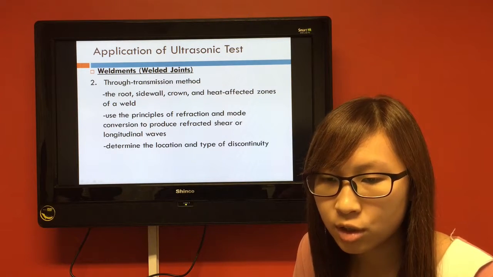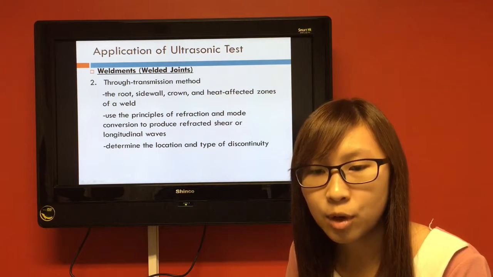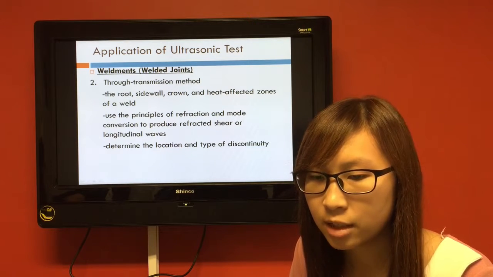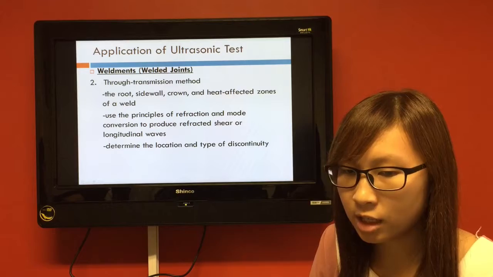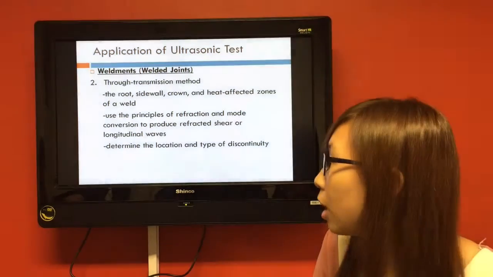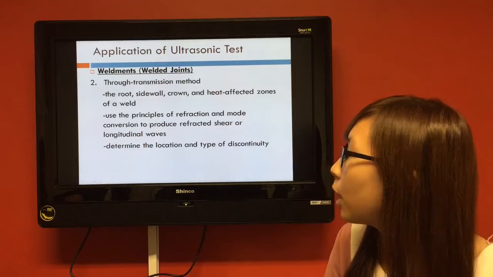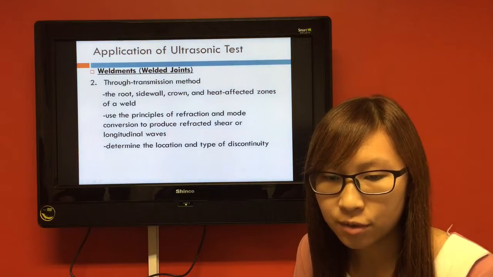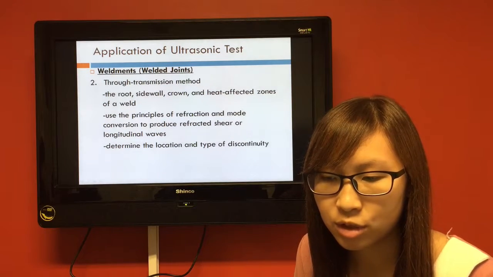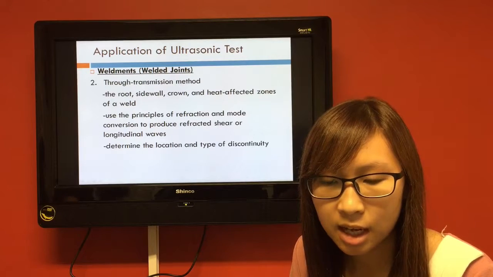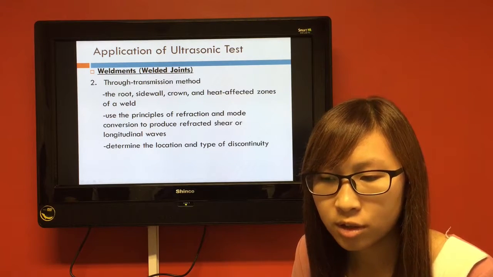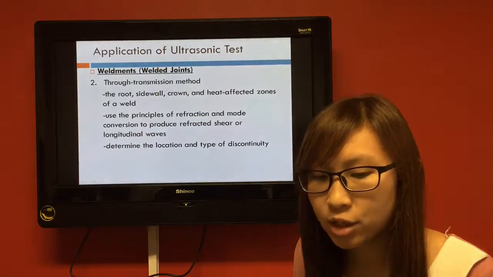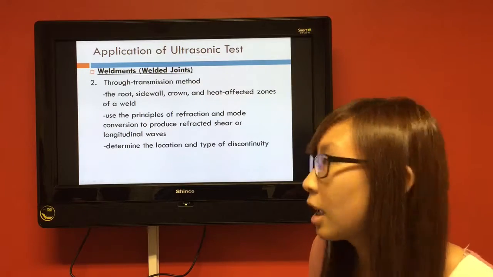Angle beam transducers use the principles of refraction and mode conversion to produce a refracted shear or longitudinal wave in the test material. This inspection may include the root, sidewall, crown, and heat-affected zones of a weld. This process involves scanning the surface of the material around the weldment with the transducer. The reflected sound wave will bounce off discontinuities in the path of the sound beam, and it can determine the location and type of discontinuity.